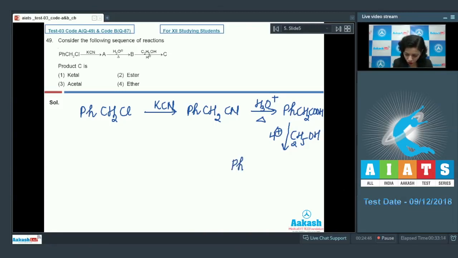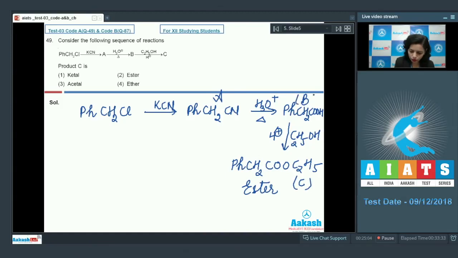So the ester that would be formed here is CH2COOC2H5. So this is the product that would be formed, and it is an ester. And now you can easily identify this is A, this is B and this is the compound C. Let's mark the correct answer here. That's given in option 2. Now, after this, let's take the next question.